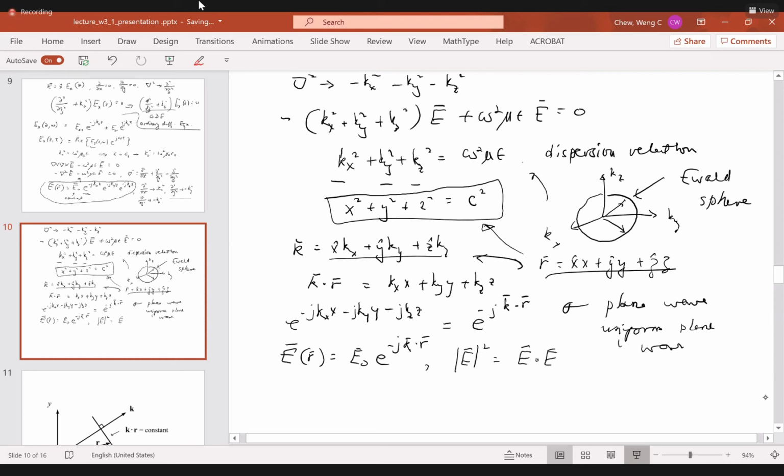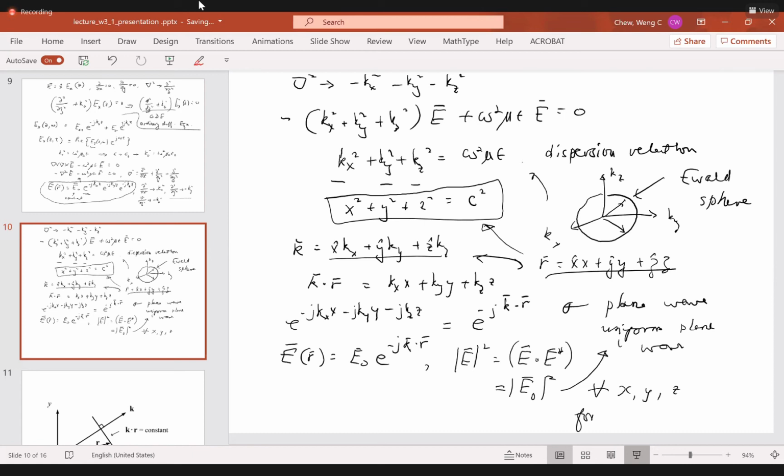Okay, it has to be taken in this manner. You can go back and revise your complex algebra. The magnitude of a complex vector is taken to be that. And you show that when you plug this into here, its magnitude is always E naught squared. That's why it's called a uniform plane wave. Its amplitude does not change with respect to position. This is true for all x, y, and z. This is a mathematical symbol for all. So this is one thing you notice about uniform plane waves: they don't change in magnitude.